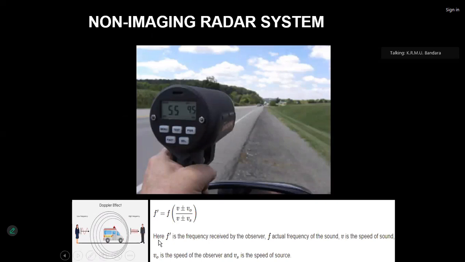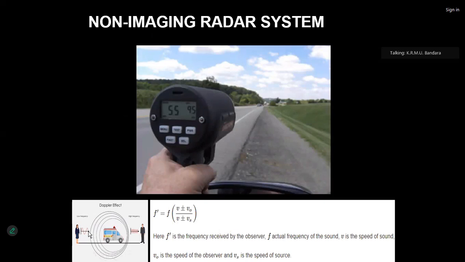This is the Doppler equation. This is the frequency the person can get. This is the frequency of the source antenna. These are the different velocities: this is the velocity of light, this is the velocity of the object, and this is the velocity of the source.